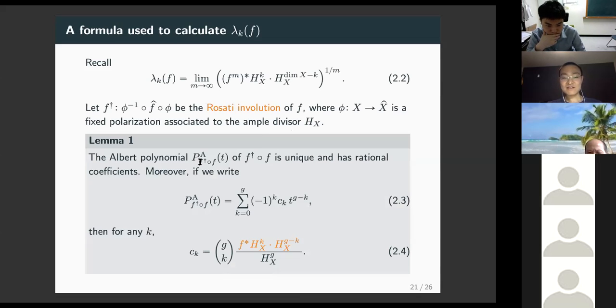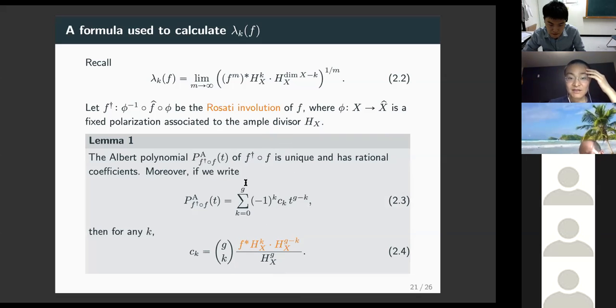But this one is symmetric. Because it is symmetric, we can show that it is unique, because it can be written down in this way. Okay, so the coefficient, up to some sign and also up to some constant, g to the k divided by Hx to the g, is equal to this one.